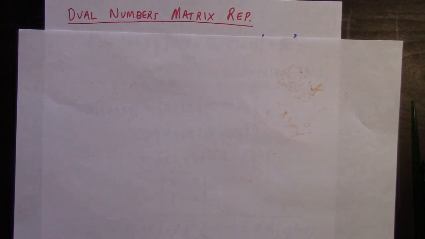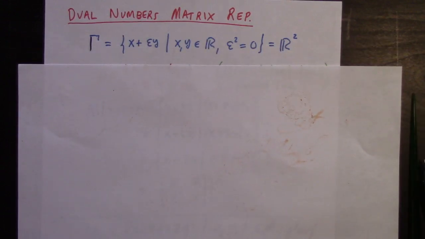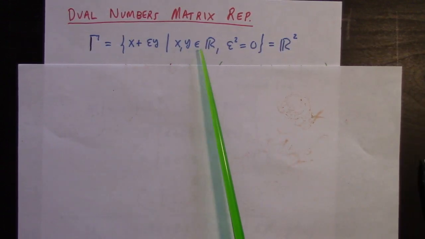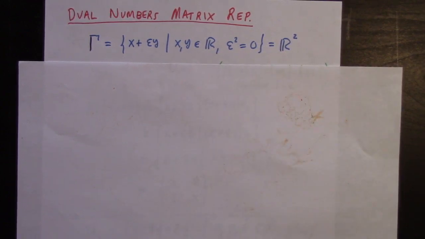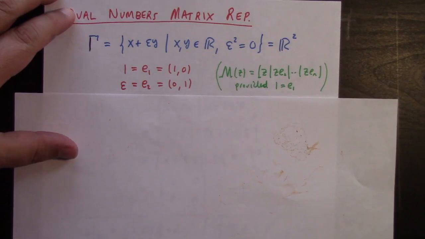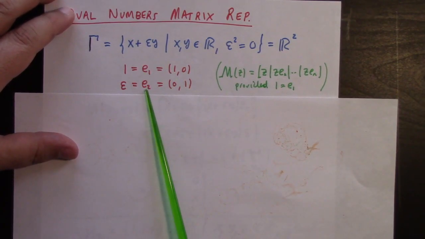Alright, let me make a quick little video here about how to find the matrix representation of the dual numbers. Dual numbers have the form x plus epsilon y, where x and y are real numbers, epsilon squared is 0. As a point set, this is R2. Our notation here is that the number 1 is E1 and the number epsilon is E2.